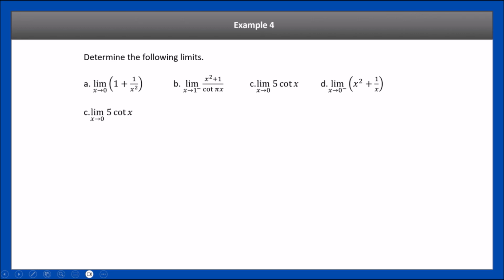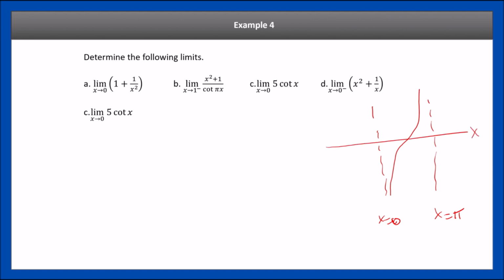All right, so let's do part C. The limit as x approaches 0 of 5 cotangent x. Now we know how the cotangent behaves, so we can use that here. We know that the cotangent of 0 is undefined, so we're going to evaluate it from both sides. Again, just refer to this graph. This is at x equals 0. This is at x equals pi. The function behaves like that, where this is x and this is the y-axis. The y-axis is a vertical asymptote for the function.